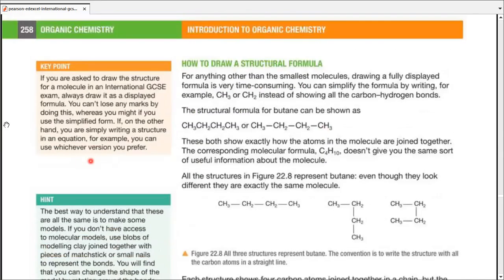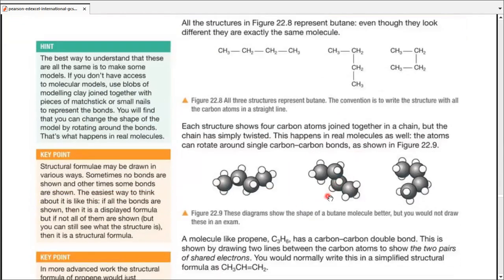So when you're asked to draw a structure for a molecule in IGCSE, always draw it as a displayed formula. You can't lose any marks by doing this, whereas you might lose marks when you're drawing a simplified form. Only draw these simplified or condensed structures if you have a good grasp on them. Otherwise, prefer the complete displayed formula, because that way you would be able to check and make sure that you're not making mistakes. Okay?